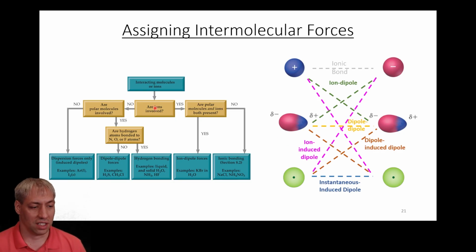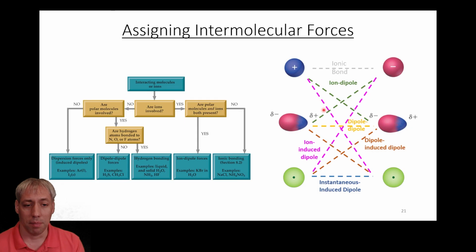And some textbooks, and you can search the web for different versions of this, have flow charts. You ask, are ions involved? Is it an ion plus a polar molecule? Then you can assign the interaction as ion dipole. Or you can say, okay, are ions involved? No. Are there polar molecules? No, it can only be instantaneous induced. If there are polar molecules, can it hydrogen bond? Yes, it's hydrogen bonding. If not, then it has dipole-dipole. And so again, it's just what two things are interacting, and then you name those things.